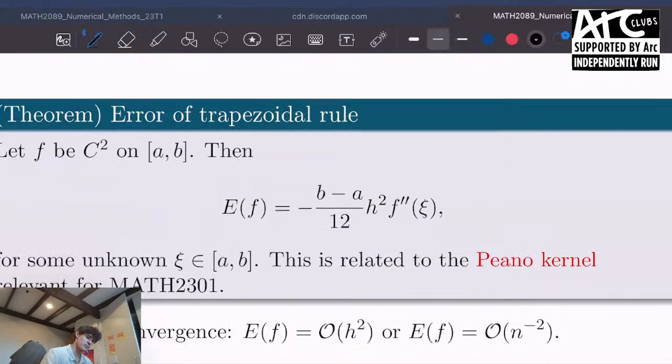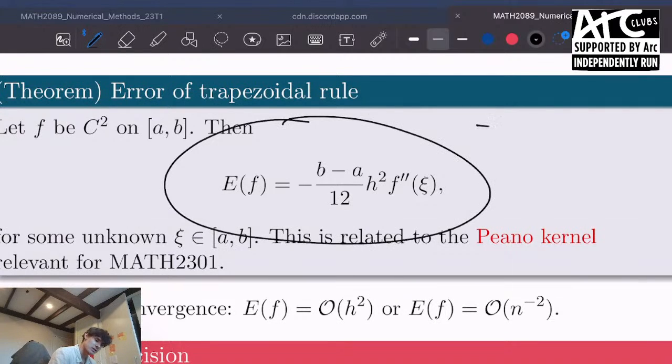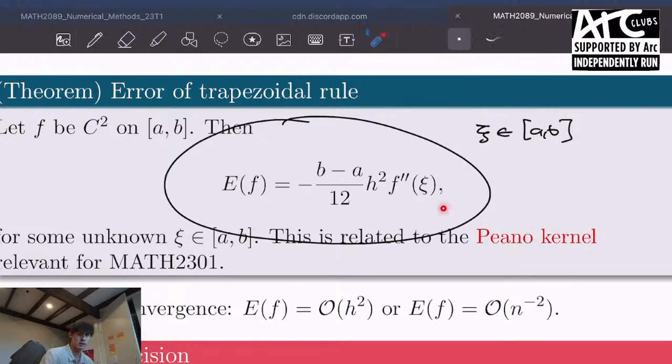Now, in terms of the error, it is always going to be given by this, where xi is some unknown point on the interval. Now, in terms of Math2089, it's important to know where this comes from. It comes from something called the Peano kernel. I won't be going over this in detail here because of time constraints, unfortunately, but there are notes and resources for you to look into that. Essentially, for Math2089, we could just take this for granted. This is our error, and it's related to the second derivative, as well as h.